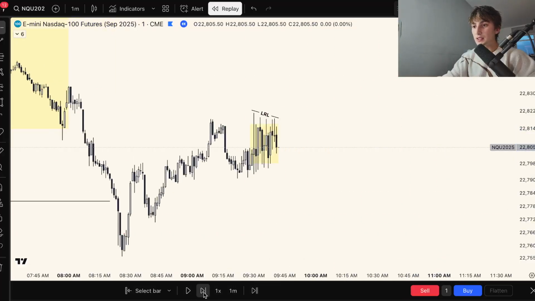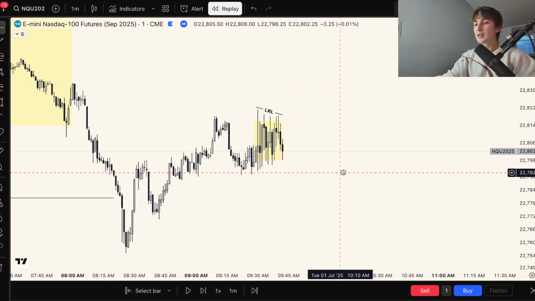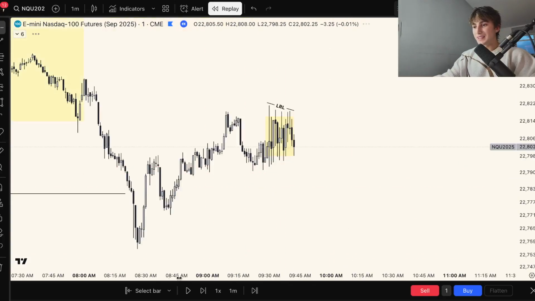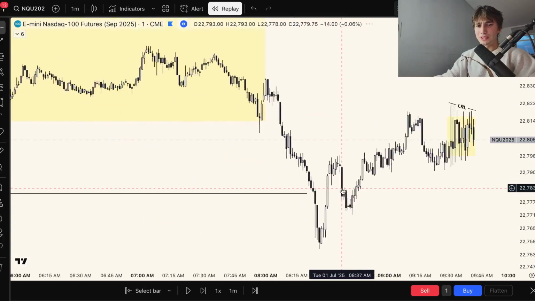And we can see that price... Ooh, what was that little giggle? The fuck?